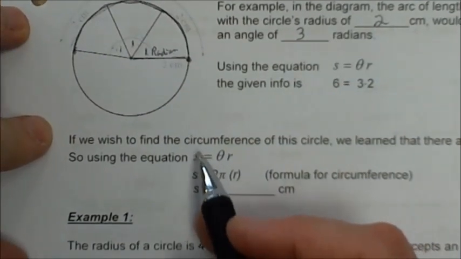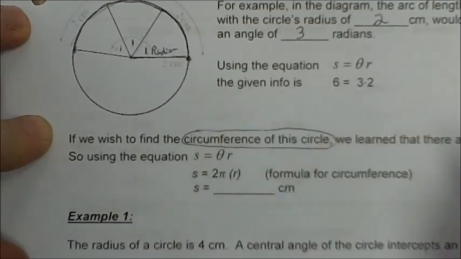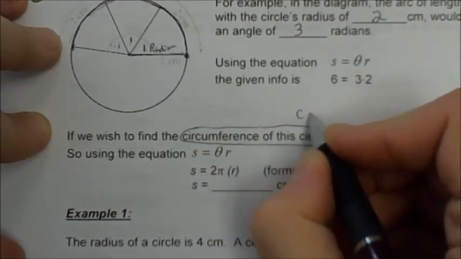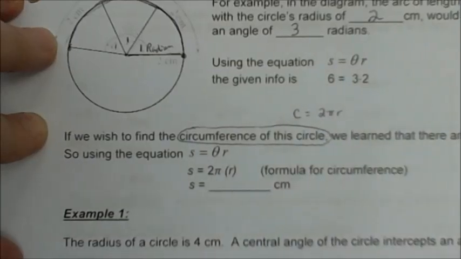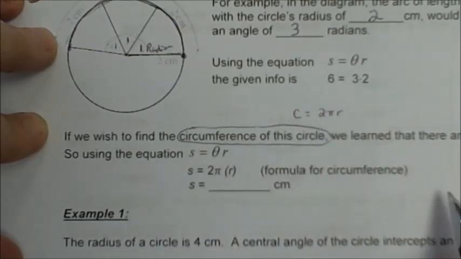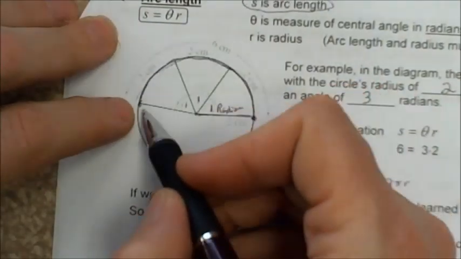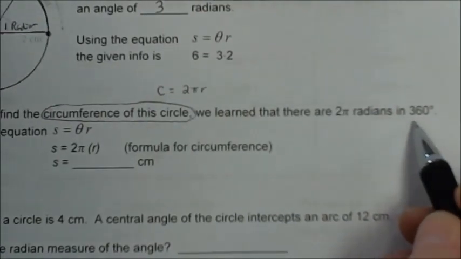Here's a little example. If we want to find the circumference of a circle, and if you remember the circumference formula from geometry class or another math class, circumference is equal to 2 pi r. Hopefully you remember that. Well, you can use this formula to get this 2 pi r, because in class we learned that there are 2 pi radians in 360. If you remember, 1 pi went around to 180, so there are 2 pi radians in 360 degrees.